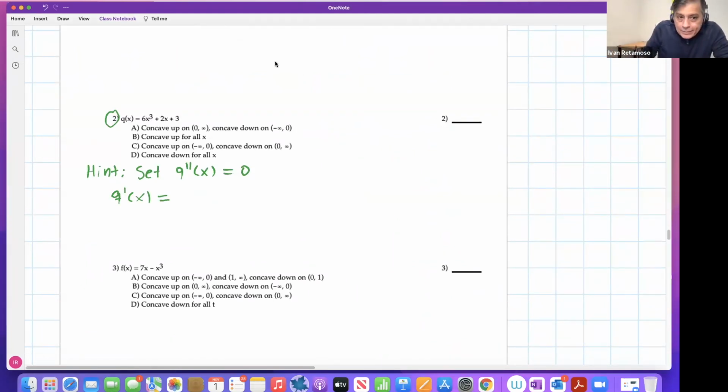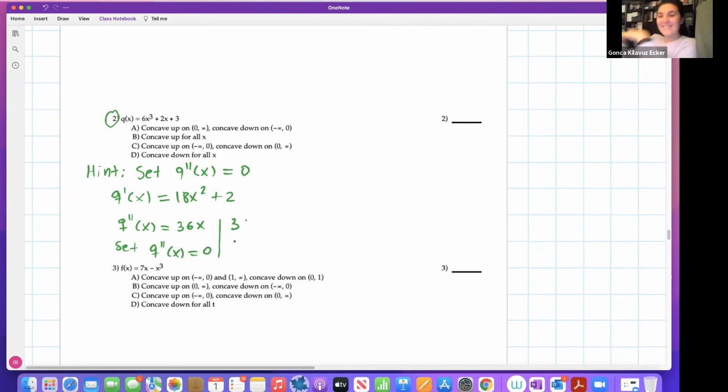Yeah, the first derivative should be 18x squared plus 2, right? Second derivative for concavity, remember, we need a second derivative, 36x, right? Plus this 0. And then we have to set our second derivative equal to 0. So bottom line, 36x equals 0, which leads to x equals 0, right? X equals 0.